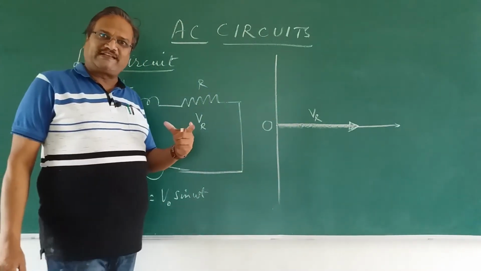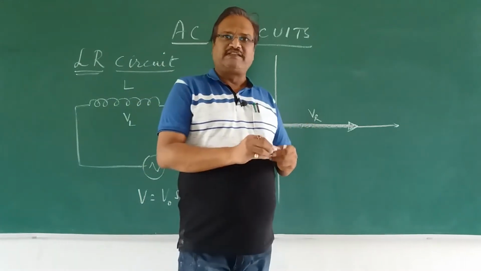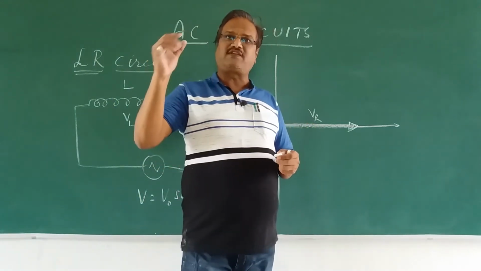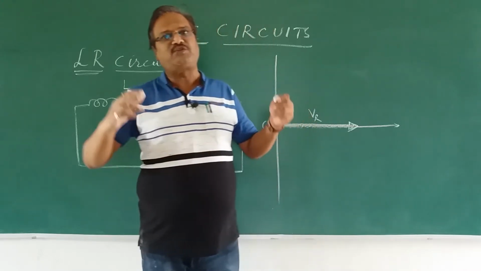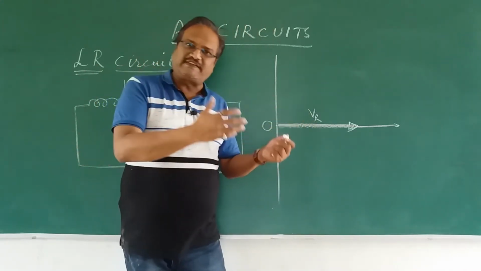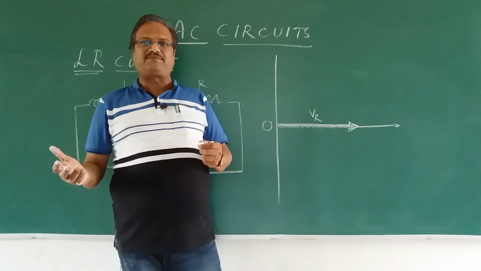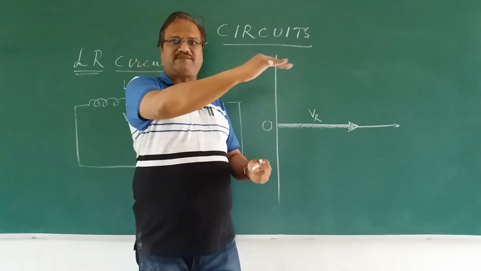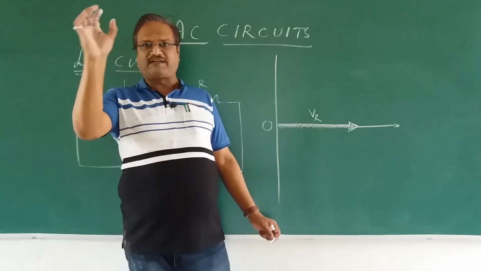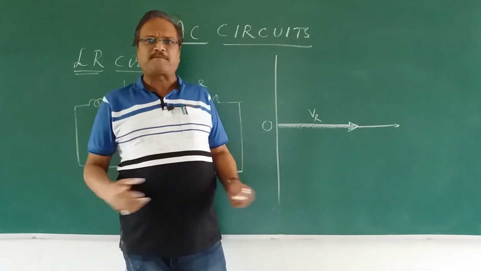Now you know that in the case of a resistor, the current and voltage are in the same phase. That means the phase difference does not change with time. V is equal to V naught sine omega t, I is equal to I naught sine omega t. So they are in the same phase; the angle change is the same.